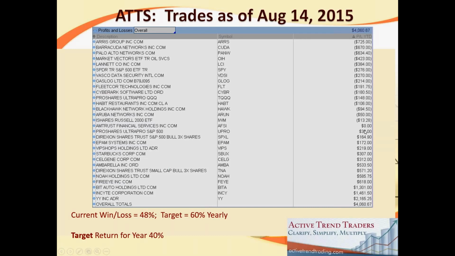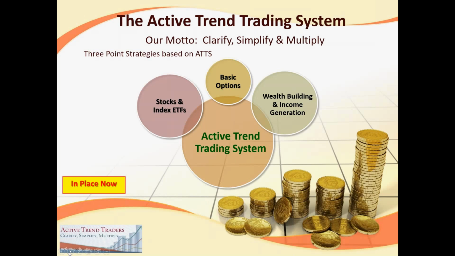So here's where we sit. We've added a little bit to the profits for the year so far. We're up about 4% on the account. And then I'll remind everybody that the active trend trading system, and I think that you will appreciate some of the refinements that we're looking at going forward, and then also the strategies that we are focusing on.